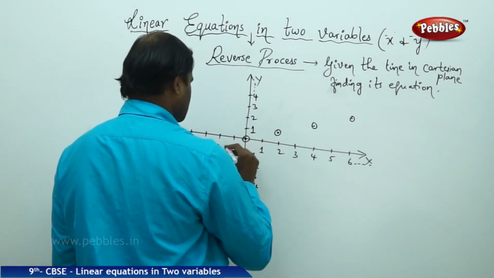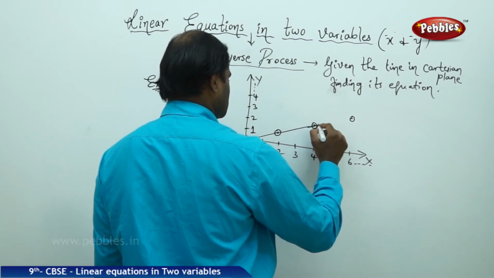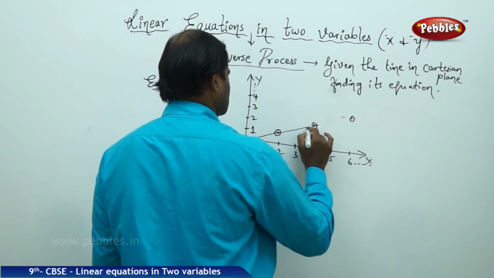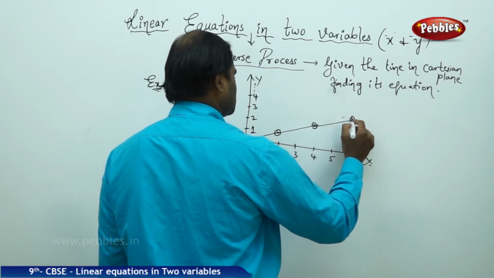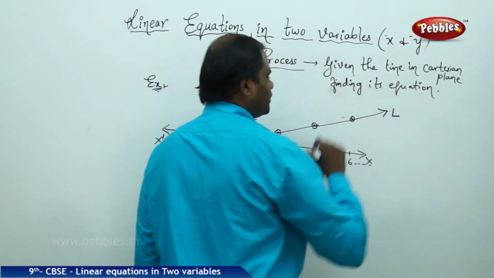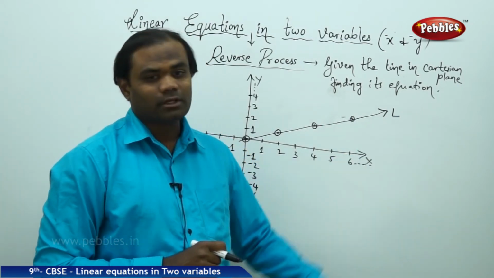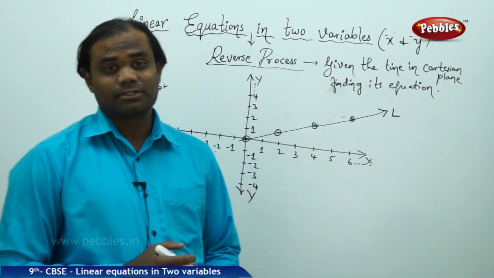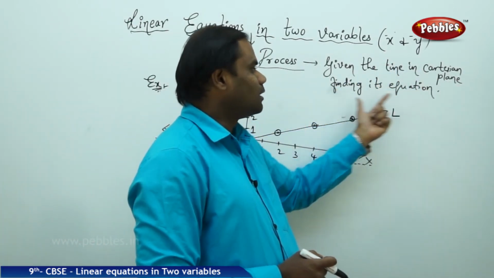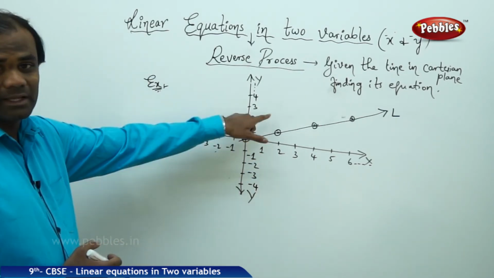So I get the line passing through, say this. Here is the line. Here is the Cartesian plane. Now my question is, what will be the equation of this line? This is how I understand the reverse process: given the line in the Cartesian plane, how to find its equation. So let's see how we can find the equation of this line L.